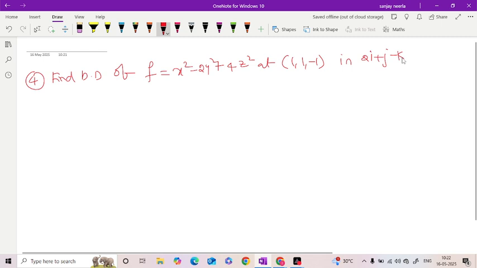8 by root 6, sir. 8 by root 6 is the directional derivative. Answer, very good.